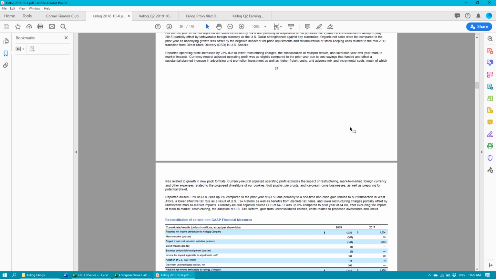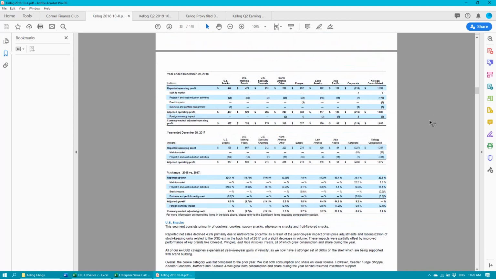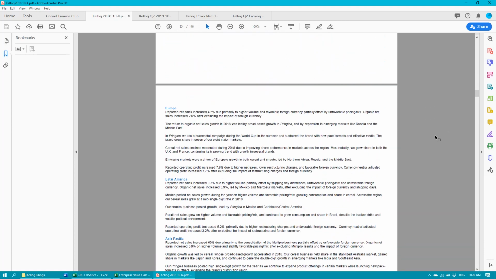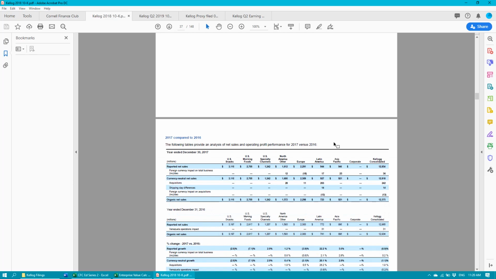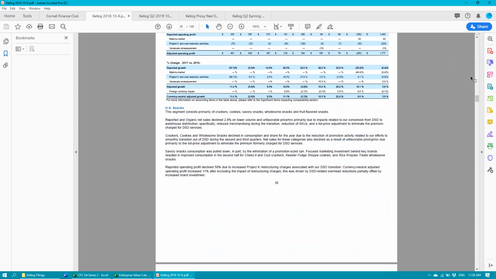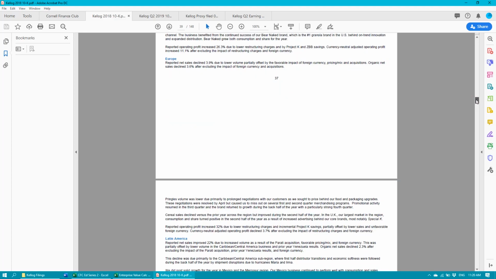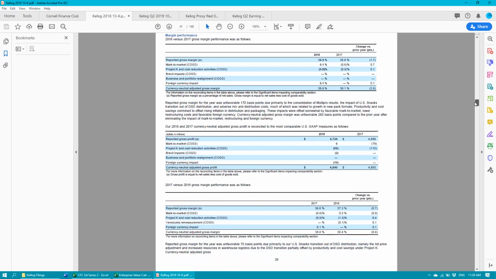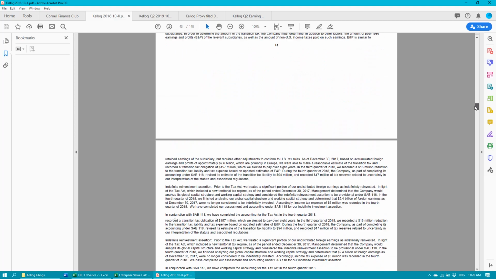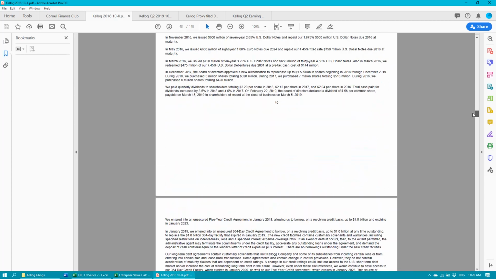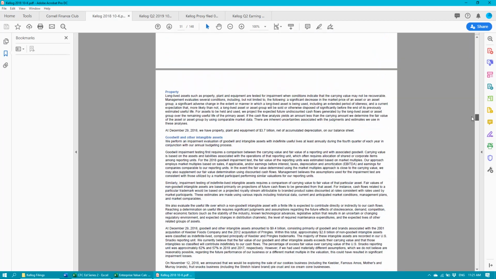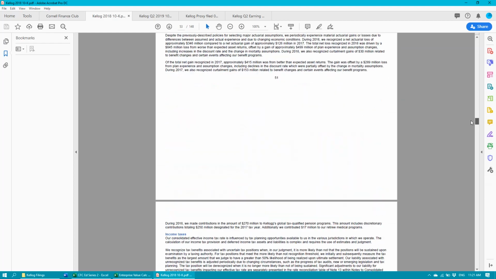Going further down, you can see this is actually a relatively long section for the selected financial data. Normally it's a bit shorter, but they have a lot of segments in a lot of different countries. Then going down, you have item 7, as soon as I can find that.